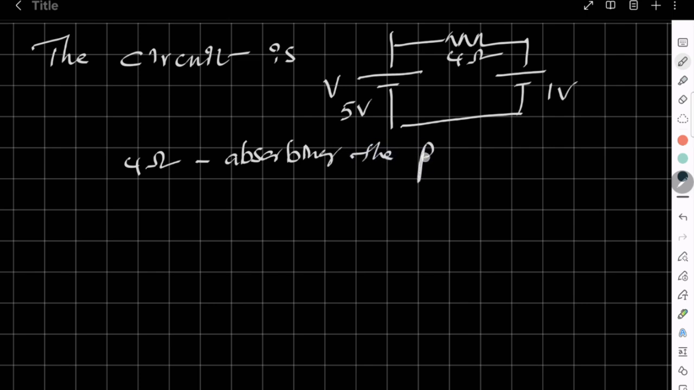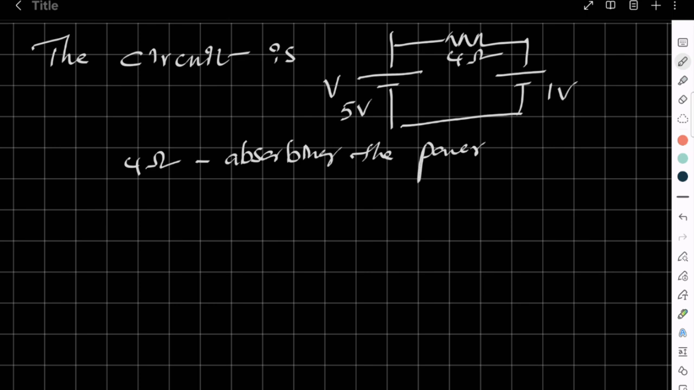absorbing the power. Okay, passive components absorb the power. So based on the situation, based on the circuit elements, the voltage source can be absorbing the power also. So that is what we need to find here. Anyhow, I am going to calculate all the powers related to the three elements in the circuit.